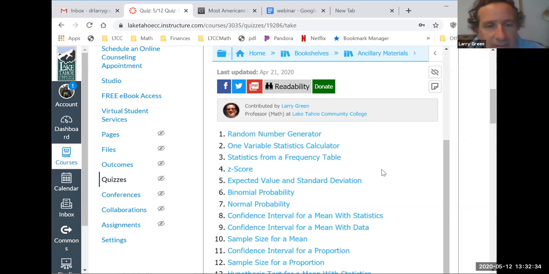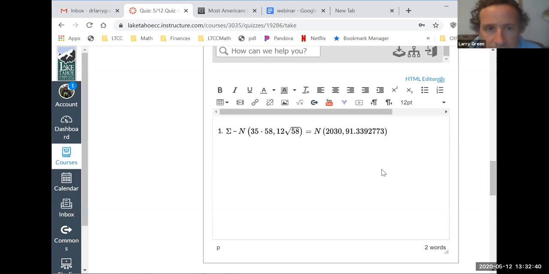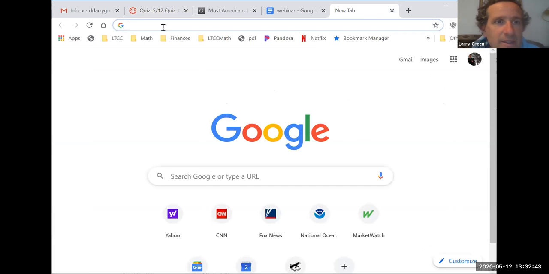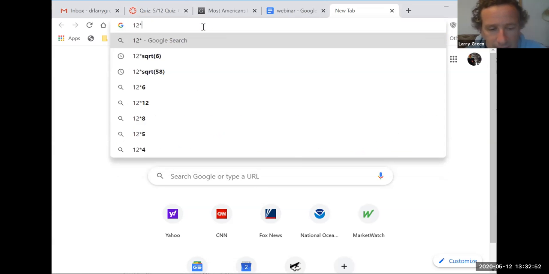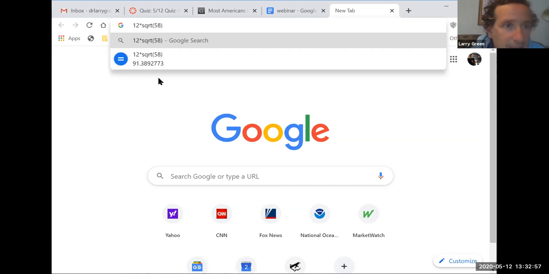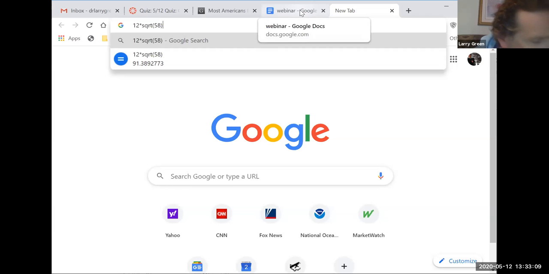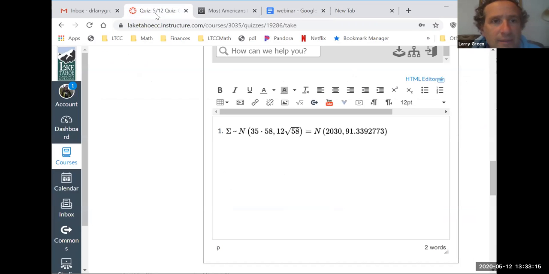You got different decimals for the standard deviation. Let me look again. Let's make sure that I wrote it right. So we have 12 times the square root of 58. Just pop it in and see what happens. Maybe I copied it wrong. 12 times the square root of 58, and it's 91.339. I think I did type it in wrong. So let's fix that.